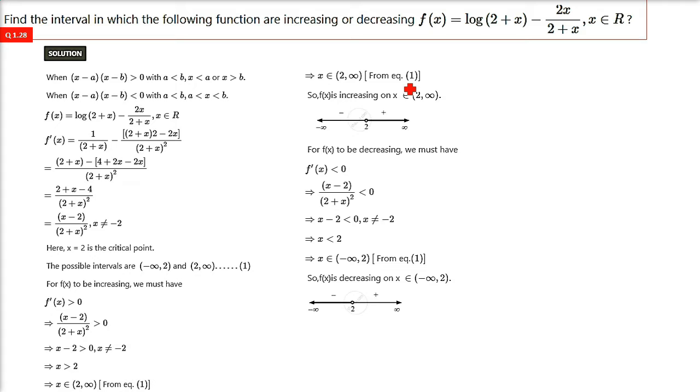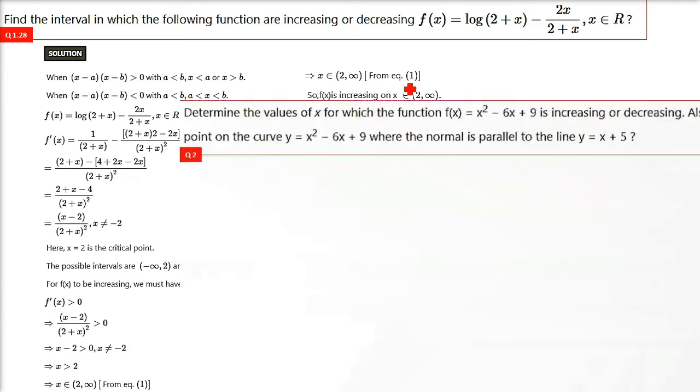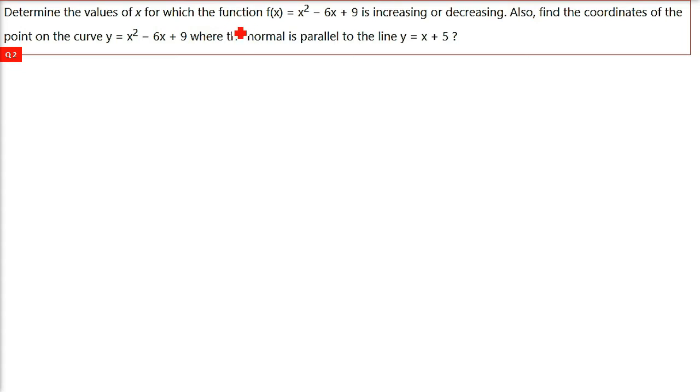And all these you have to write, because everything has to be written so that the examiner can understand. Determine the values of x for which the following function, x square minus 6x plus 9, is increasing or decreasing. Also find the coordinates of the point on the curve where the normal is parallel to the line y equals x plus 5. Now if you see the previous chapter, chapter number 16, the second part is related to that one. We have already done a lot of questions like this. The first part is of this chapter, so we'll combine them and form a proper solution so that we get the value of x.